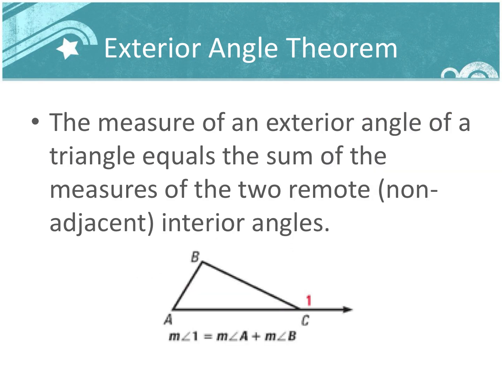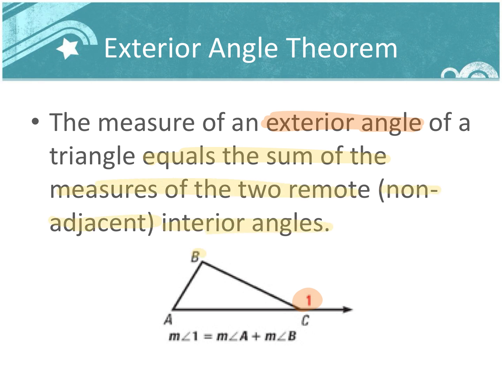Exterior angle theorem. Please understand what this is saying because you will see these questions a lot in the future. The measure of an exterior angle. So I'm going to highlight which exterior angle we're talking about. The measure of an exterior angle, which is right here, my angle 1, of a triangle equals the sum of the measures of the two remote interior angles. Those are my non-adjacent angles.